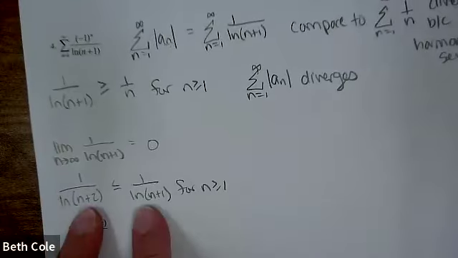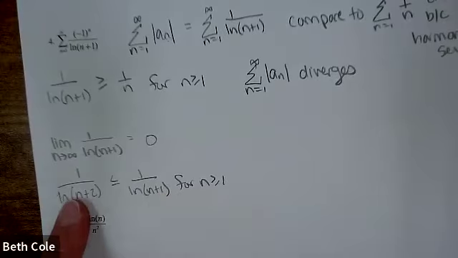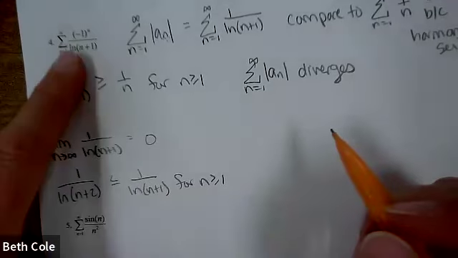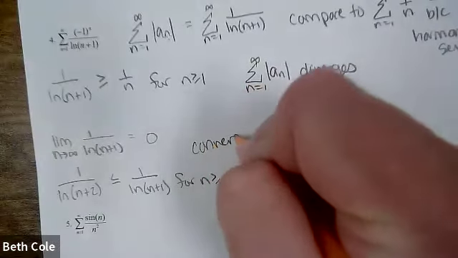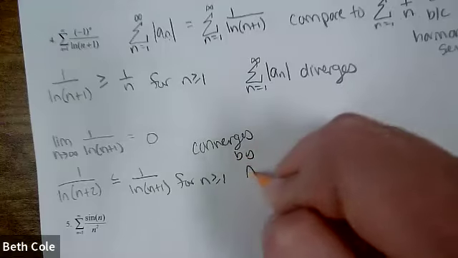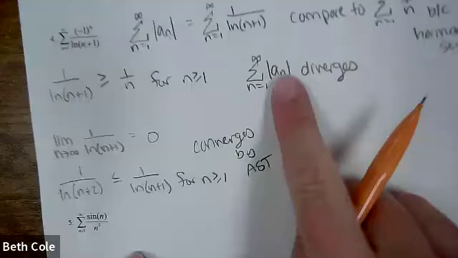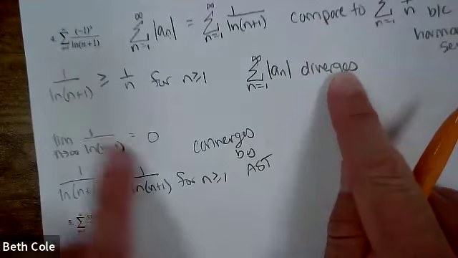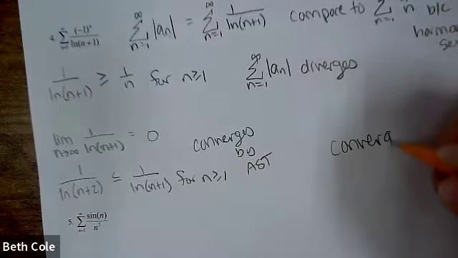Does it make sense that this is smaller than this? Yeah, if you have a bigger denominator, it's a smaller fraction. So from that, we get to say that this original series converges by alternating series test. And so your huge conclusion overall to the whole problem, if your absolute value diverges, but your original series converges, is conditionally.